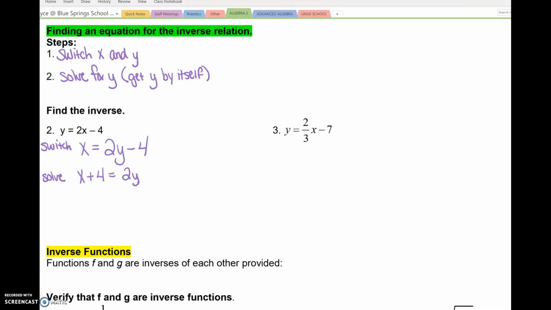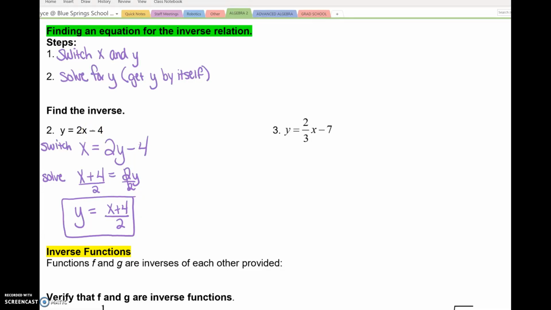Now we've got 2y. We want plain y. So we need to divide both sides by 2. And I'm going to rewrite this with the y on the left. Y equals x plus 4 all over 2. That would be our inverse. Now look at the original and look at the inverse. After you do this a few times, you can start to notice when things are inverses.